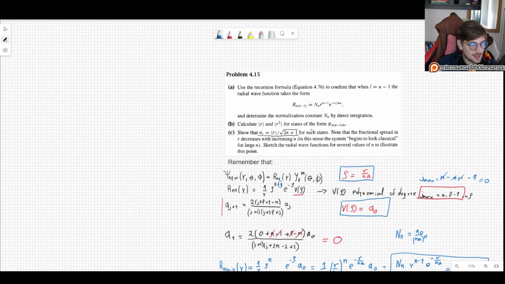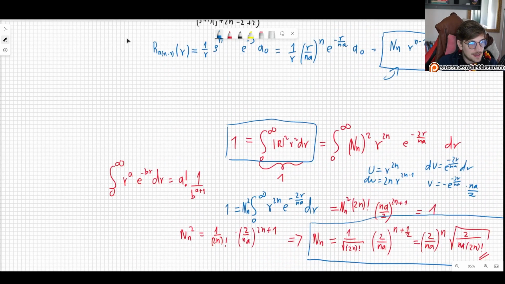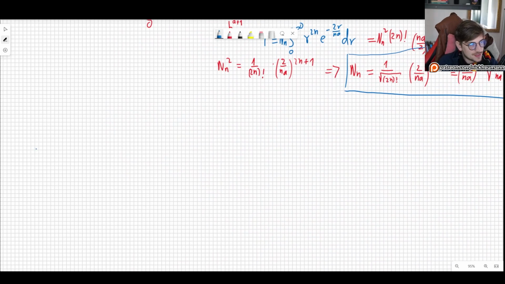Now, part B asks us to find the expectation value of r and r squared for states that are of this form, right? So let's go for that. So part B, we want to find the expectation values of r and r squared. Now, it is quite important to note that we are going to have integrals that are of very similar form to what we just found, right?